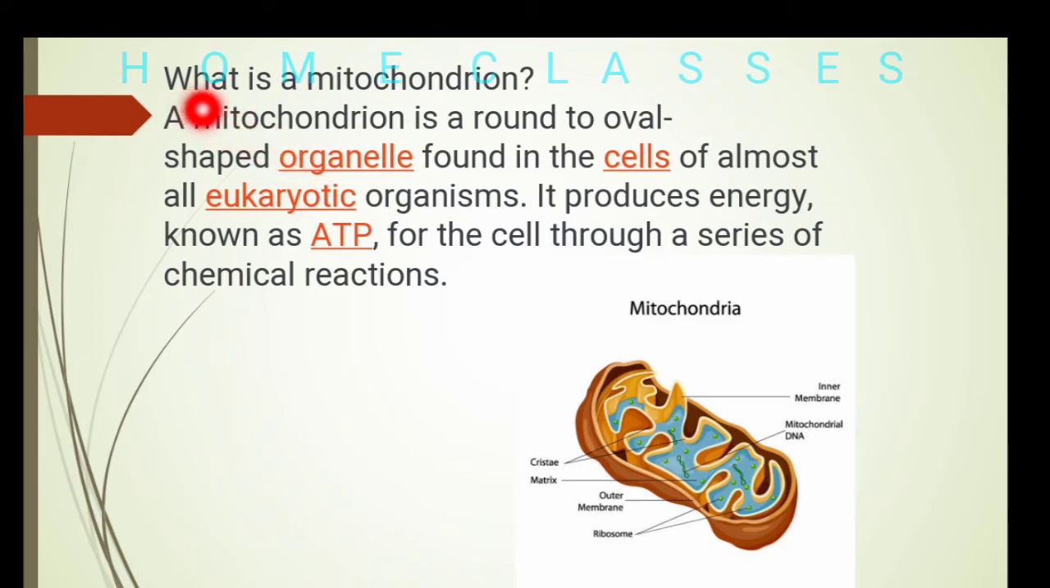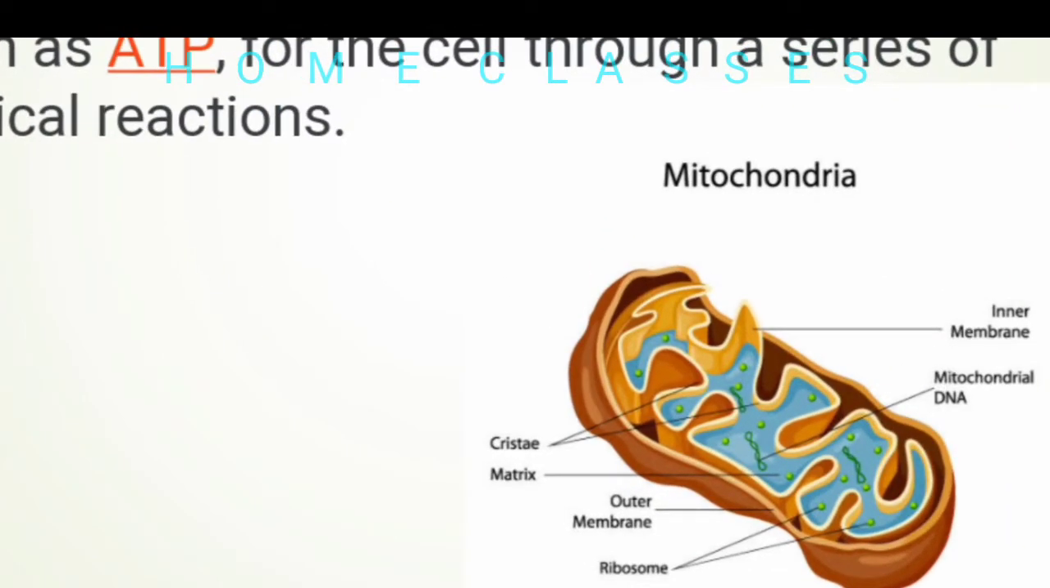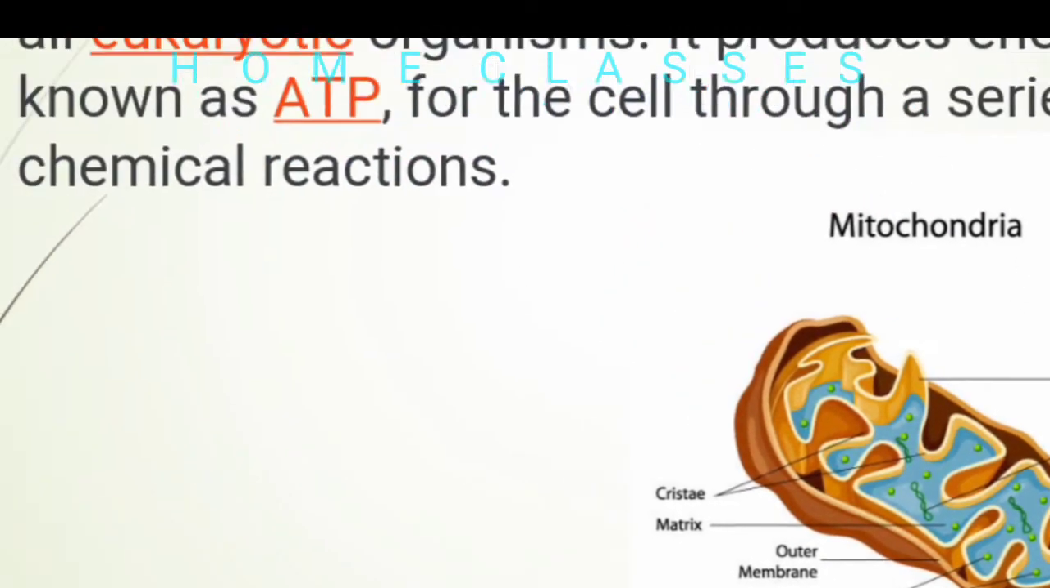So first we start with what a mitochondrion is. Mitochondrion or mitochondria. A mitochondrion is a round to oval shaped organelle, or you can call them long tubules. It is just like this. These are the long tubules.